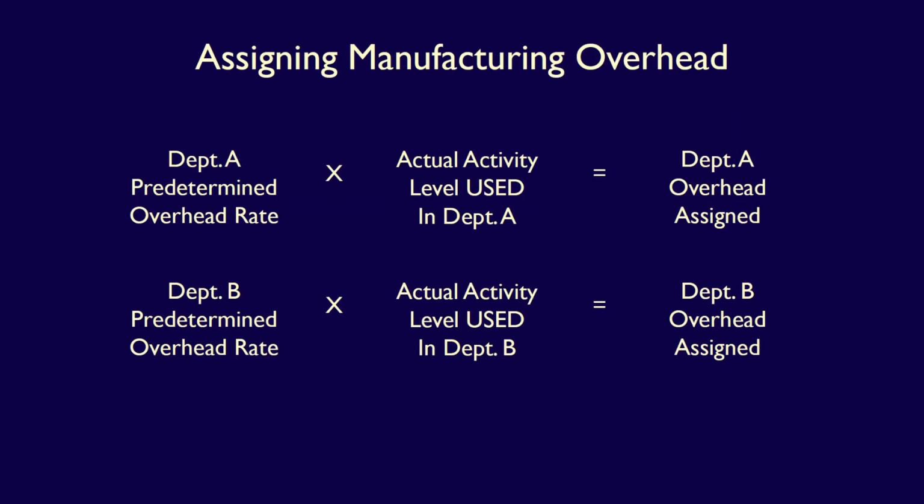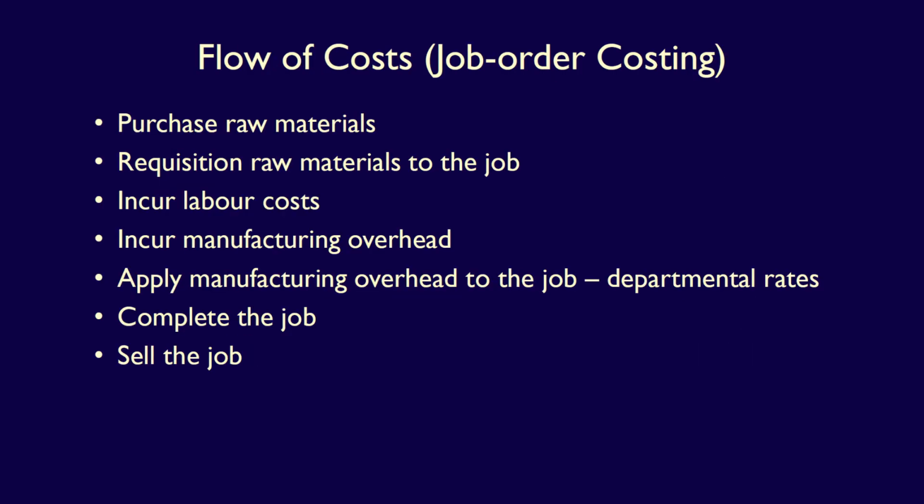Once the organization has the different departmental rates, they will still use the same process to allocate manufacturing overhead to each job, using the following formula: predetermined overhead rates multiplied by the actual activity level used equals the overhead assigned to the product or job. We would repeat this calculation for each department, no matter how many departments there are. You can see that the flow of cost when we use departmental rates does not change. The only difference is that we would apply manufacturing overhead to the jobs using departmental rates.